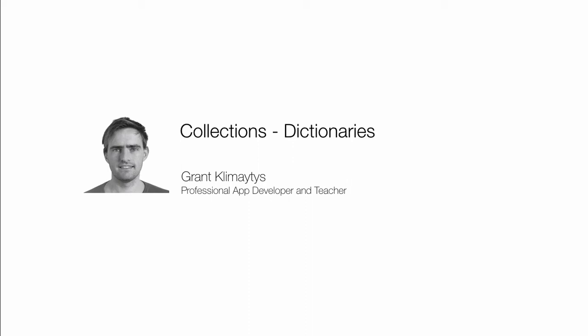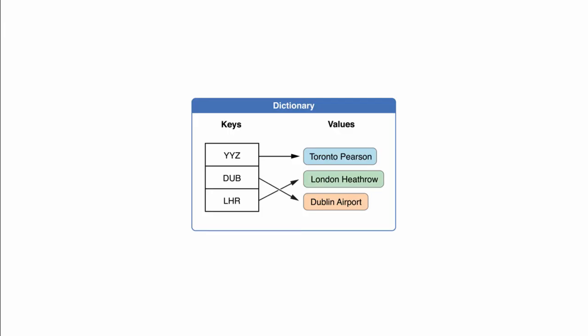A dictionary is just like a dictionary you'd pick up at a bookstore. It stores associations between keys and values. And obviously, that's just like a standard dictionary. So if we look at an example of airports, our dictionary would look like this. We would have an array of keys: YYZ for Toronto, DUB for Dublin, LHR for London Heathrow. And we would have values associated with those keys. I shouldn't say inside of them, I should say associated, because they're not actually inside.